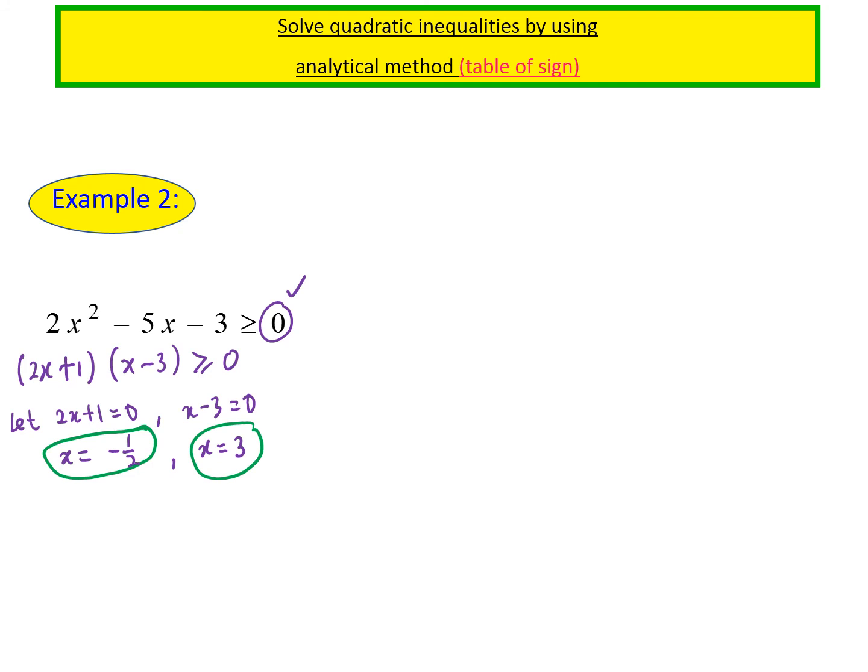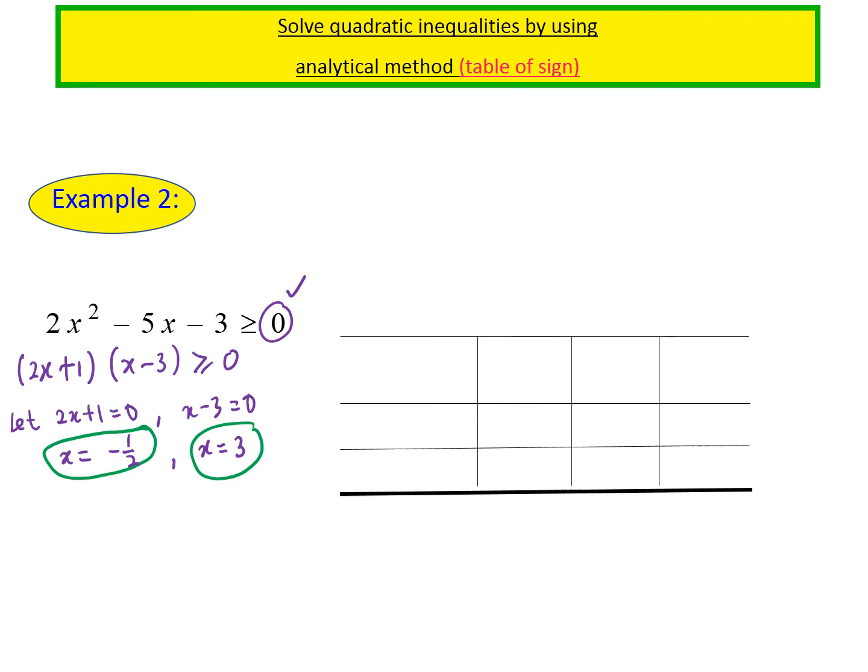And now I can start with my table of sign. So from the two values of x just now, above these two lines, I'll put the values of x. Smaller number comes first, so negative half, followed by 3. Now these two numbers will produce a point, and because my inequality is greater or equal to, it will produce a closed point. Next line, I am going to do my interval. So here I have negative half to 3, closed, closed. Over here, I have closed 3 to positive infinity, and the most left is negative infinity to negative half.